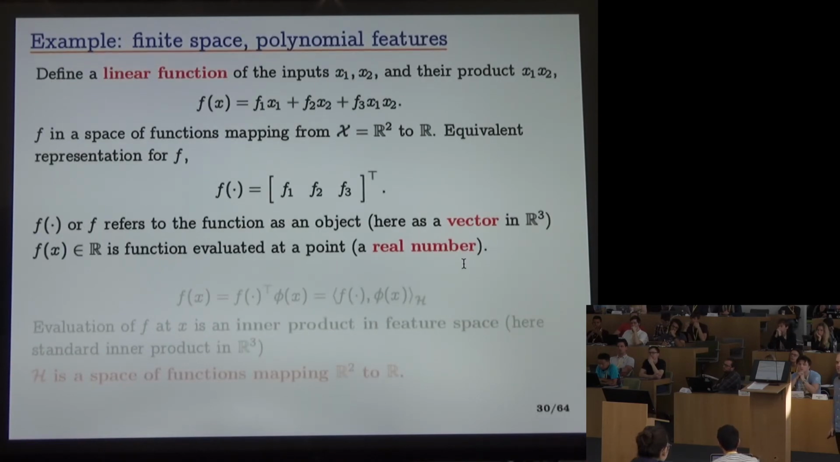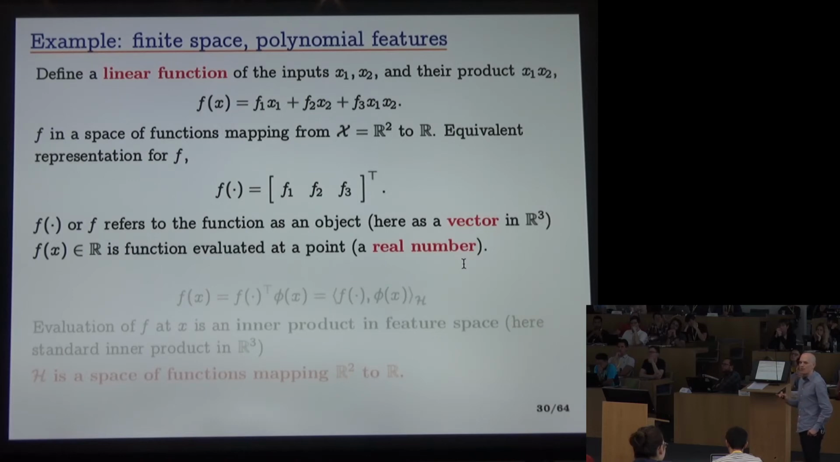All right, now let's say that I want to define a function of these features. A linear function of these features is just a weighted sum of the features. In this case, I've got three features, x1, x2, and x1 times x2. So my linear function is f1, the first coefficient, times x1, plus f2, the second coefficient, times x2, plus f3 times the product of the first two features. Now, if I write f dot, or sometimes just f without a dot but with no argument, that refers to these coefficients.